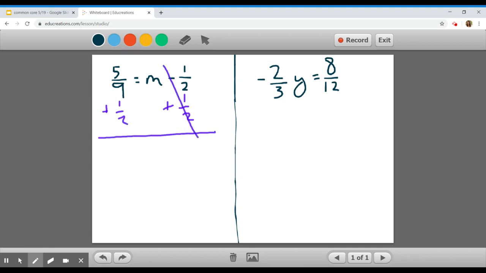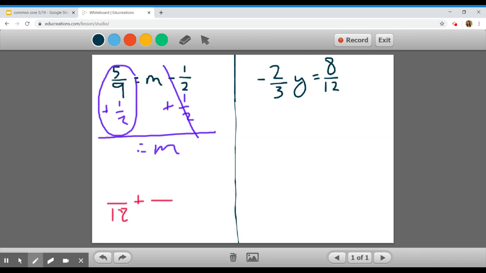I want to show that this cancels out. Minus 1/2 plus 1/2 cancels. I'm close to getting that variable alone, but I need to be really careful because here I don't have common denominators, and that's something I need to fix. When we're thinking about adding or subtracting in fractions, we need a common denominator. We need the least common multiple. In this case, 9 and 2, my common denominator is going to be 18.